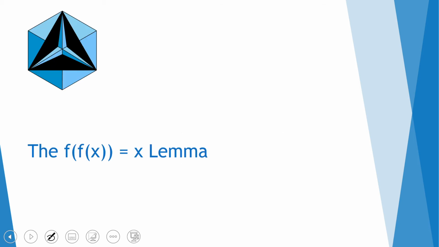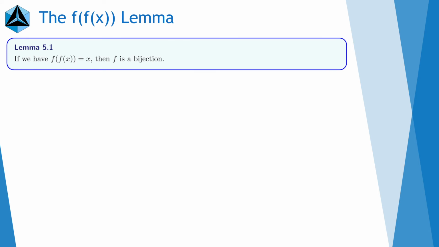Okay, so now let's get going. Let's look at the f of x is equal to x lemma. It's not extremely important, but it's quite instructive in my opinion. We want to prove that if f of f of x is equal to x, then f is a bijection. Remember that a bijection means that the function is both injective and surjective. So we want to prove both.